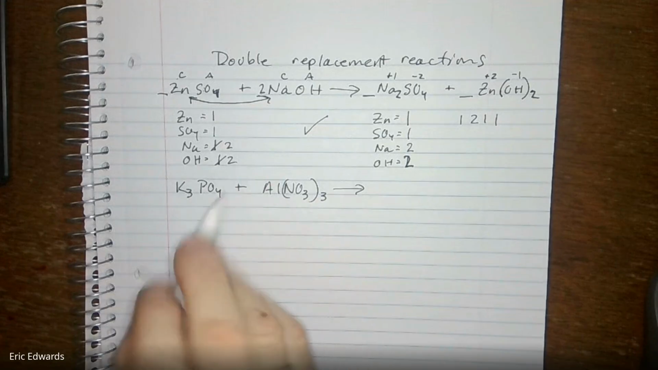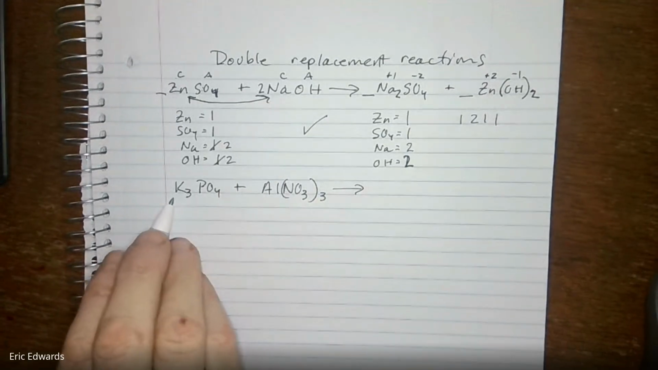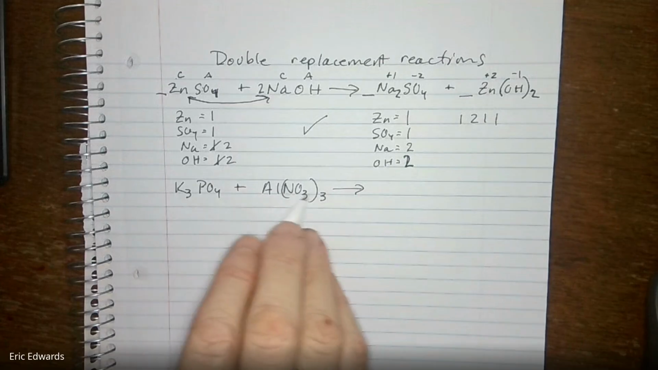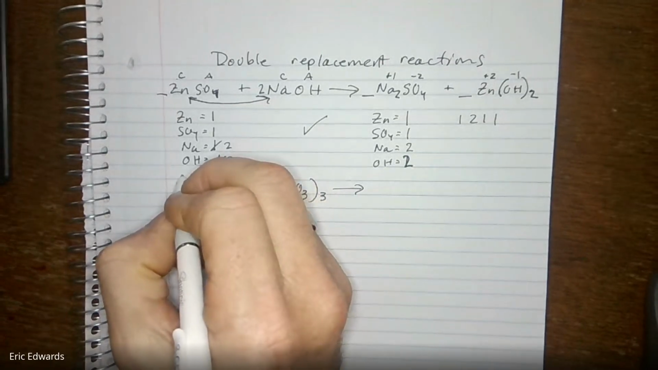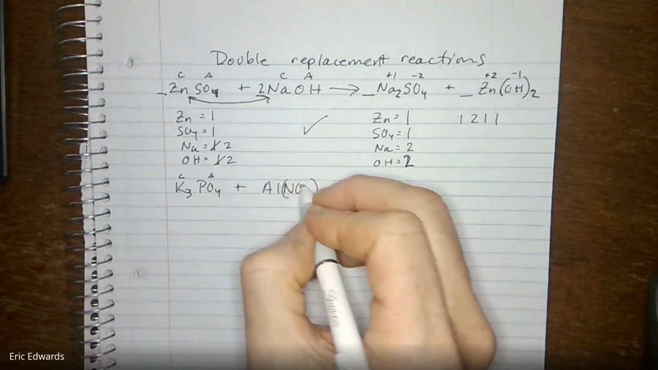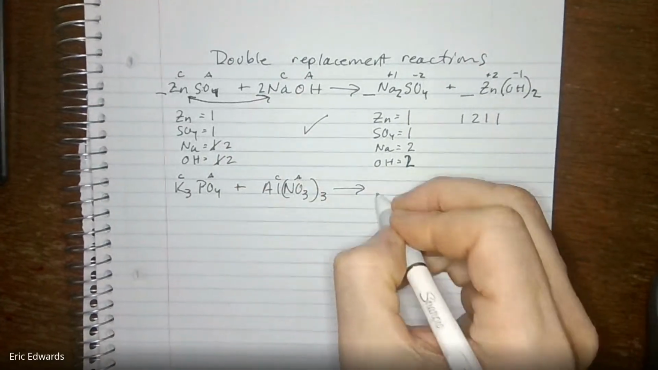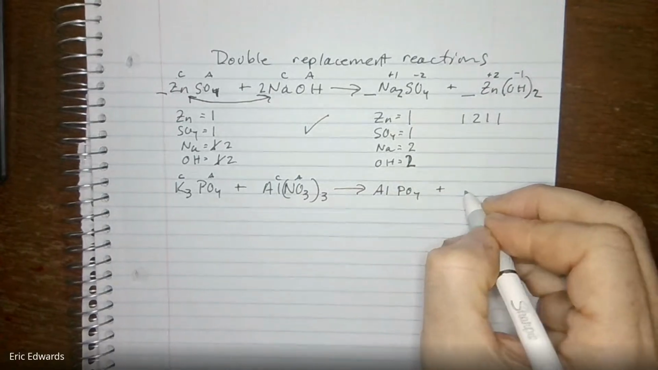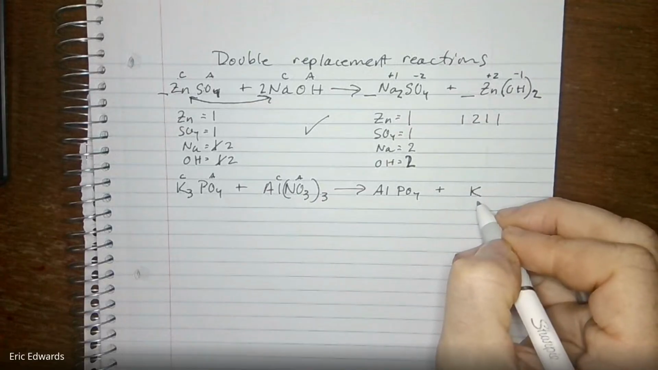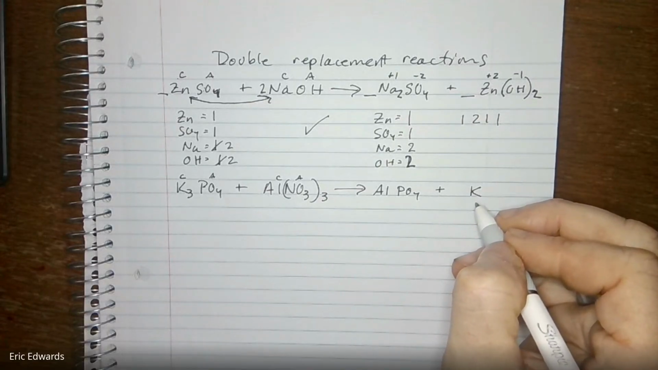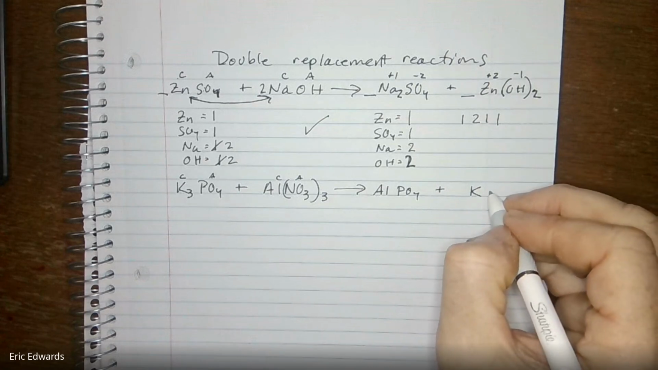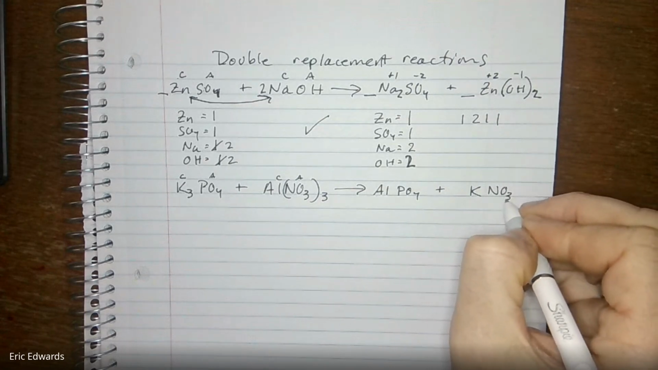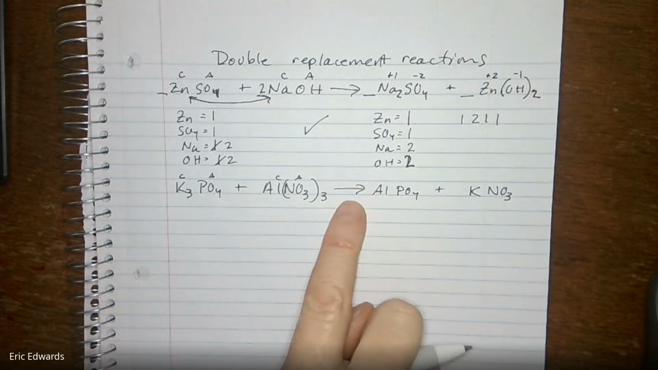Okay. All right. So the next one we're going to do is this potassium phosphate plus aluminum nitrate. And in this case, I have my cation, my anion, my cation, and my anion. So I'm going to switch. AlPO4 plus KNO3. All right. So that's the skeletons.